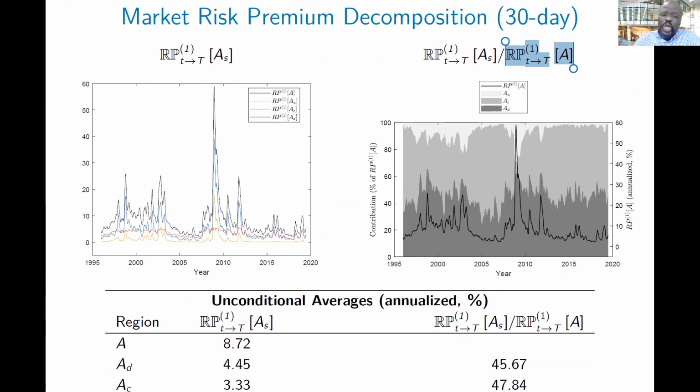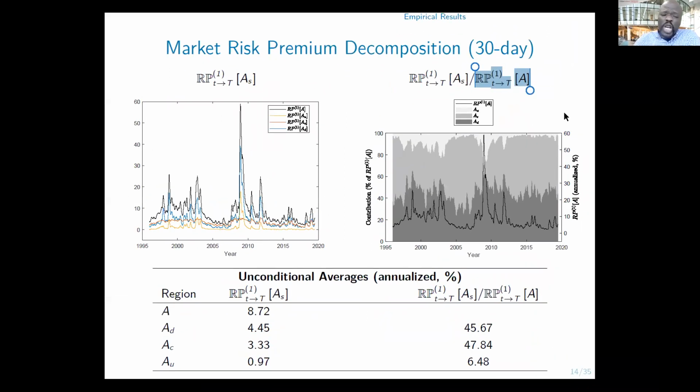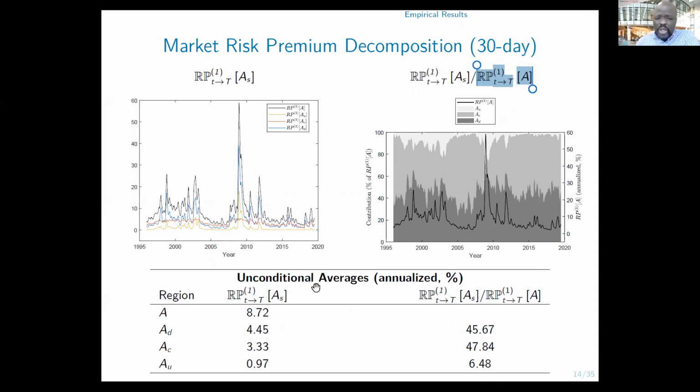But let me focus on the unconditional averages. When you look at the table below, you can see that the second column shows the percentage. A represents the real line, the total equity risk premium, which is 8.72. AD is the average of the component of the equity risk premium which is associated with the left tail, and AC represents the component of the equity risk premium which is associated with the center.